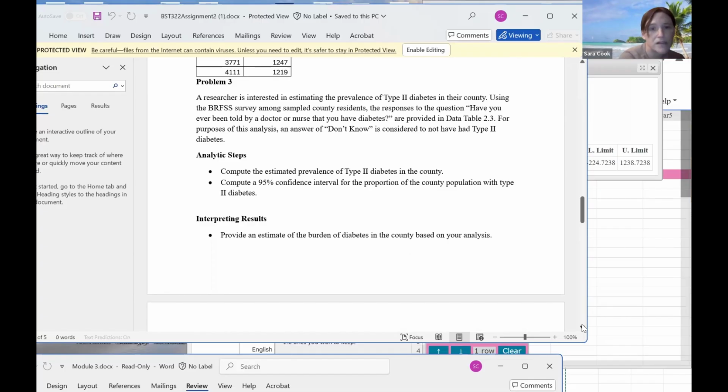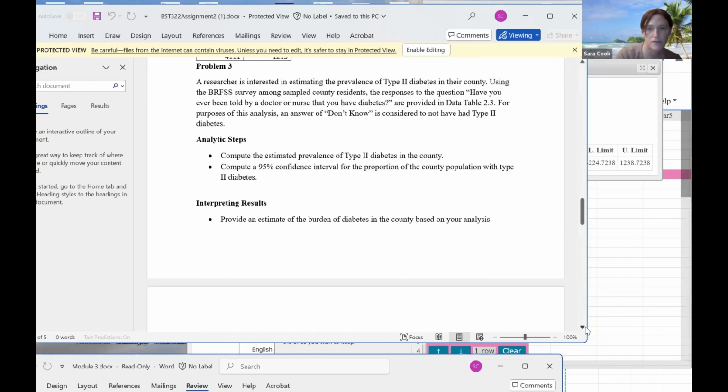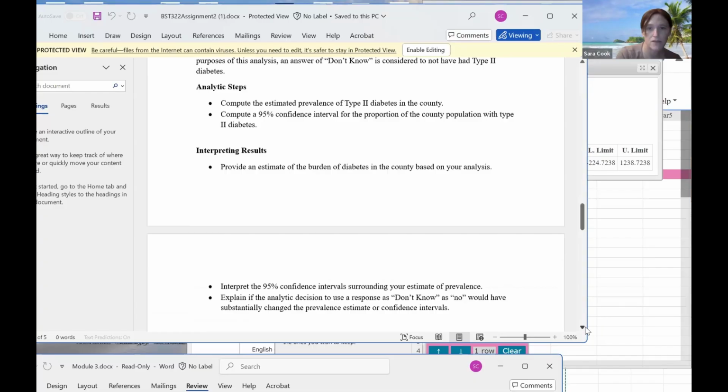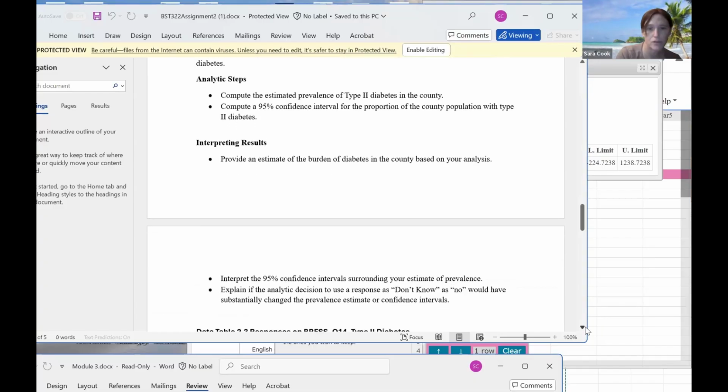Okay, problem three. And like I said, I can come back to any of these if there are questions. I just want to get through this all. Problem three: a researcher is interested in estimating the prevalence of type 2 diabetes in their county, etc. The big difference here is the setup. We're going to compute the estimated prevalence of type 2 diabetes and a confidence interval around a proportion.